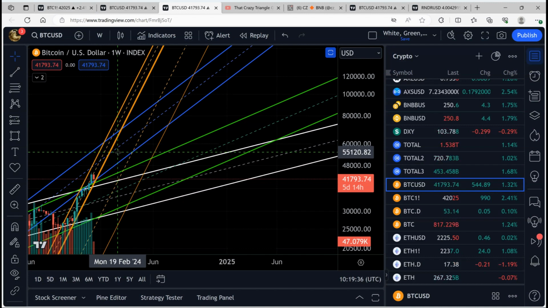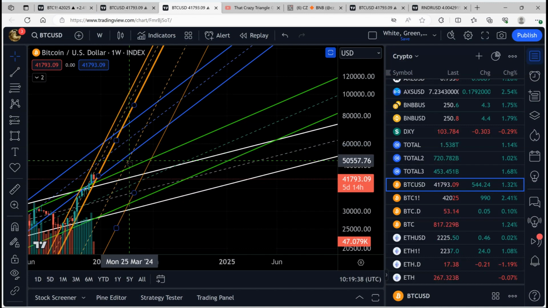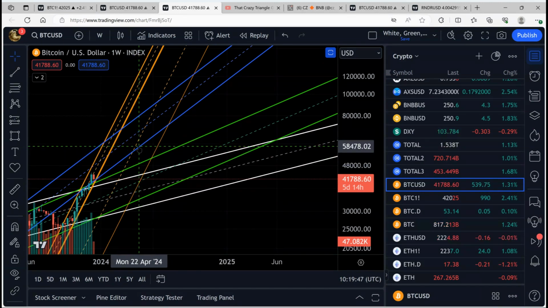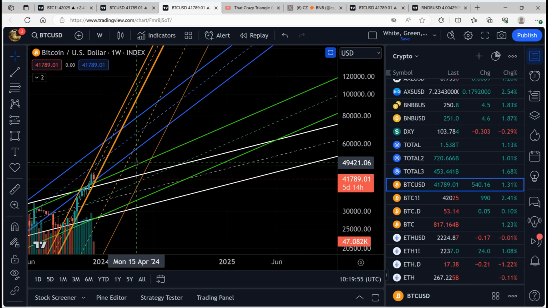And then probably pull back into the halving event. Now I don't have the halving marked off here, but it should be right around here somewhere, mid to late April. And the price at the halving should be 48,000. Now what is interesting about that, 48,000 in mid-April is right at the top of the green channel.